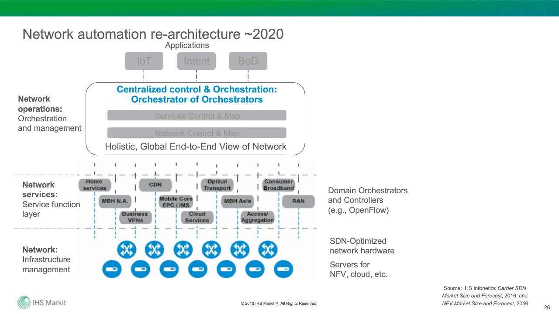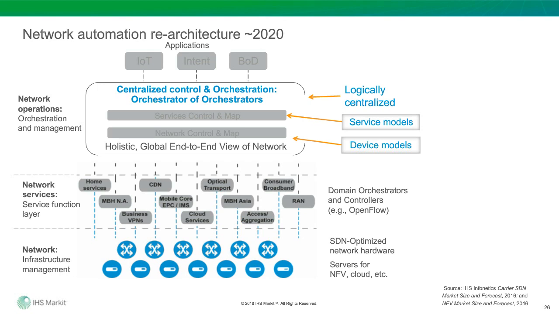All of these different domains are going to have separate orchestrators. What we're going to need at a higher level is an orchestrator of orchestrators, where we understand the services being delivered cross-domain and have service models and a map for that. We would then have device models so that we could program the devices on the fly as needed by the different services we want to offer.